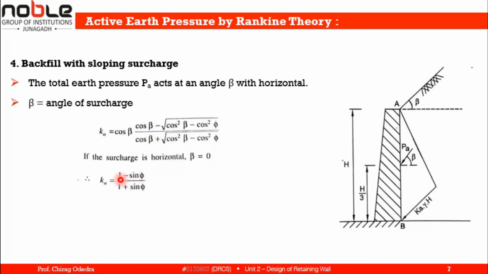So by computing with trigonometry equations, K will be K is equal to 1 minus sin phi upon 1 plus sin phi. This value of K is for only horizontal surcharge, as we have discussed in the previous topic. So if there is an inclined surcharge, we have to take cos beta in the equation of K, this.